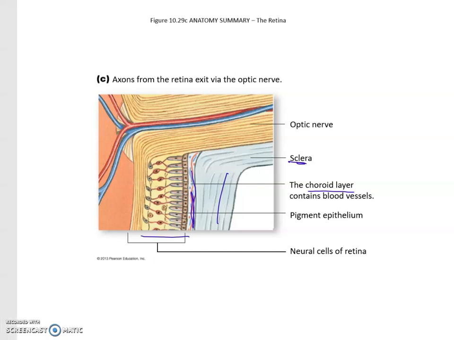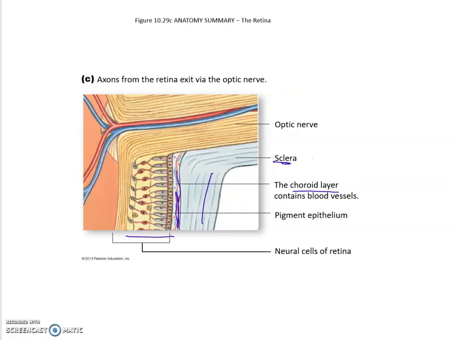Now, light will come from this direction, so it will have to pass through 2 more layers of cells. These are bipolar cells and ganglion cells, and it will have to pass through those first before it hits your actual receptor epithelium. These are the receptors right here. This is the receptor epithelium, and then they will synapse back, or toward the front, if you will, to the bipolar cells and the ganglion cells, which then all bundle up and become the optic nerve.